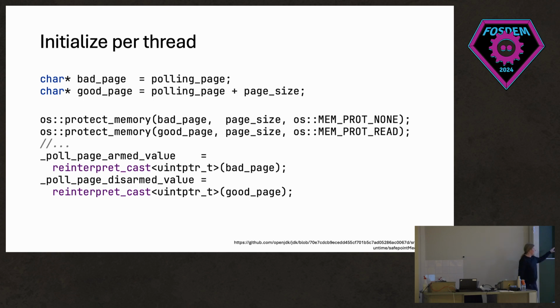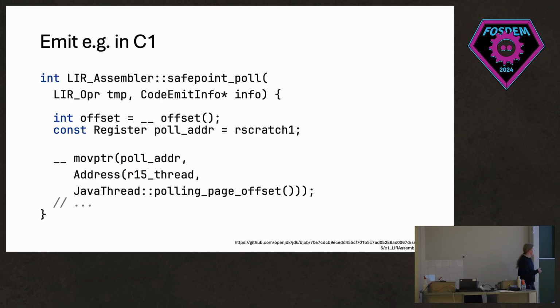So essentially, this is how safepoints are initialized. We have here a bad page and a good page, and then we use the magic method protect memory. Essentially what it does, we call mprotect, and thereby we make the bad page neither readable nor writable, and the good page we make just readable. So we don't need to make it writable. So essentially we use the memory management unit of our CPU to implement safepoints, and that's pretty nice.